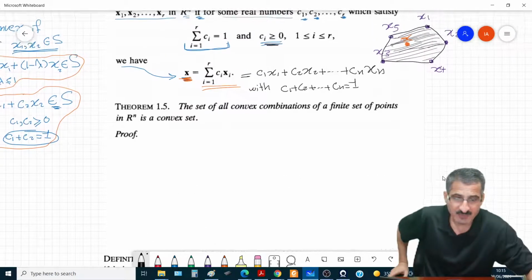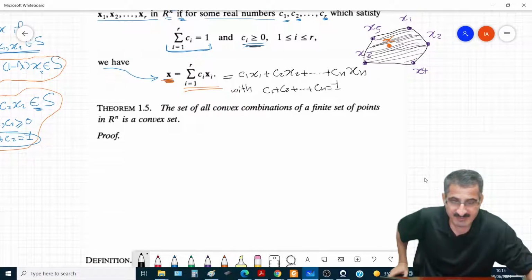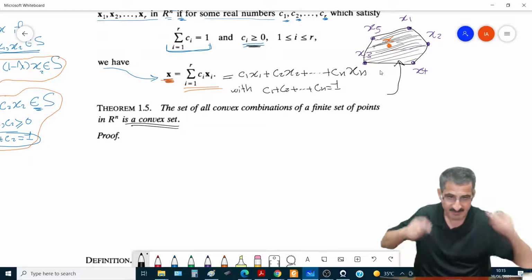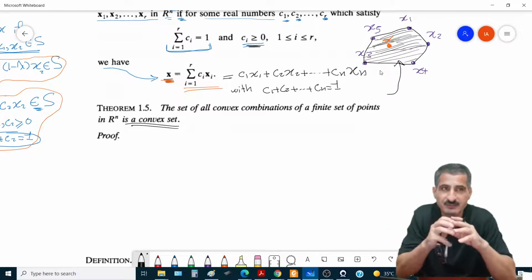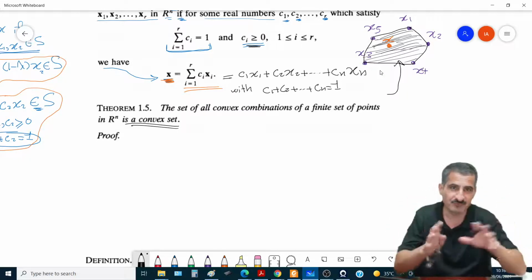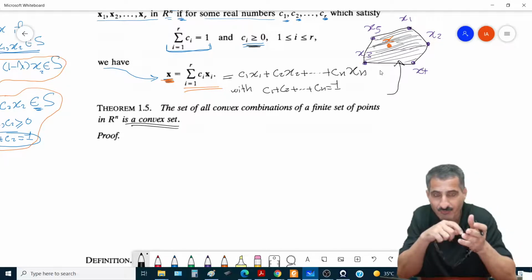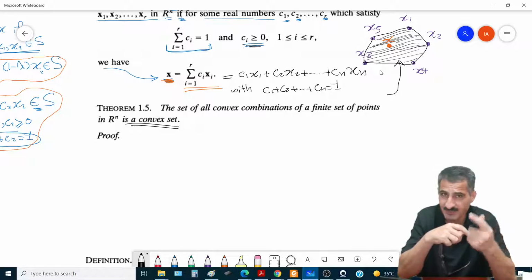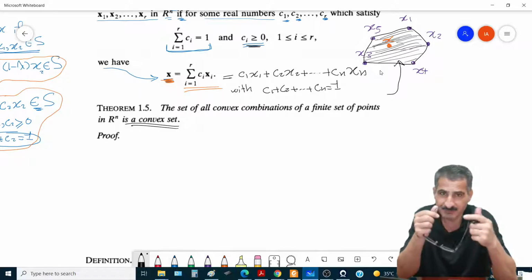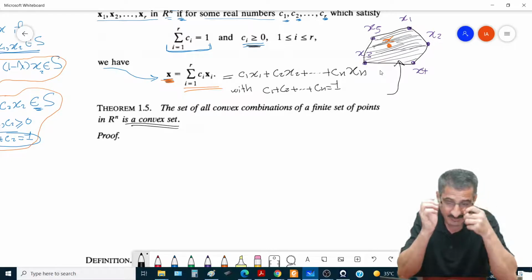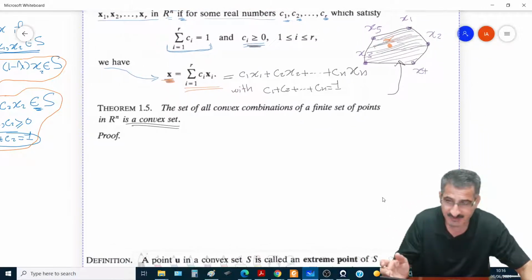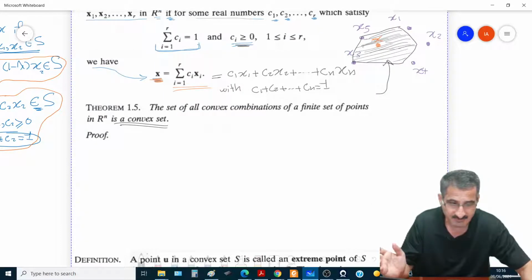Okay, so this is the convex combination theorem. The set of convex combinations of a finite set of points is convex. This is what I have explained here. I said that the set of all convex combinations of x1, x2, x3, x4, x5 will make a convex set, but we did not prove it yet. So how to prove some set is convex? It is written to the left.